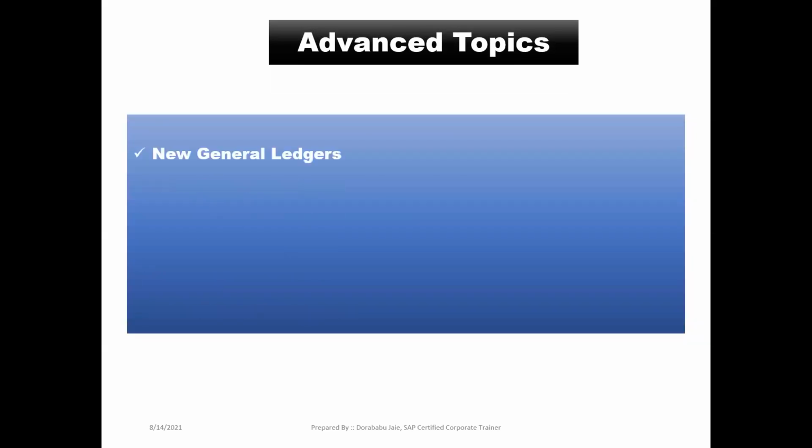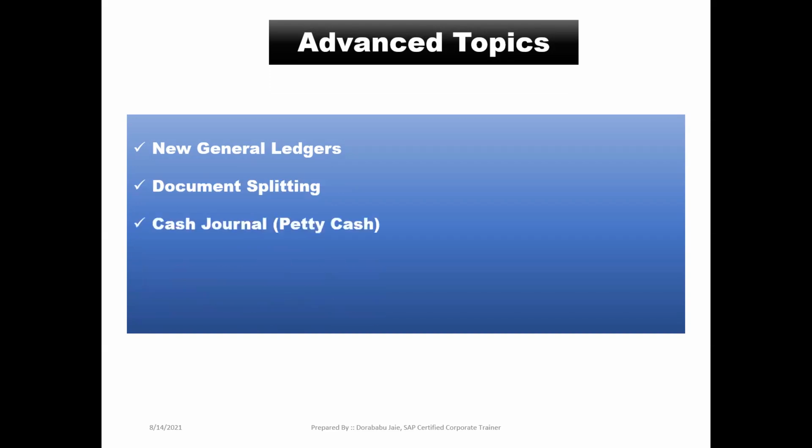Okay. Along with that, we have to know the advanced topics. Advanced topics means the special features of ECC 6.0 EHP7. In that, first one is new GL. This is one of the special features or advantages in our ECC 6.0 version. And continuation, document splitting, continuation cash journal. In common language, we can call it petty cash.